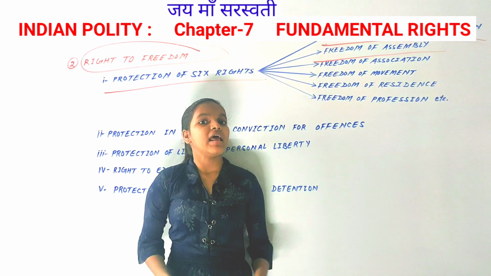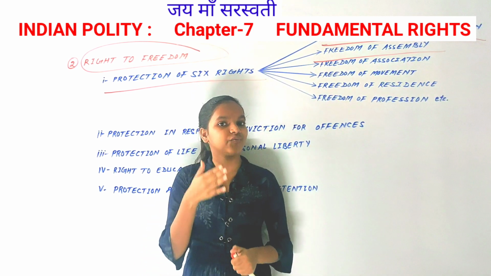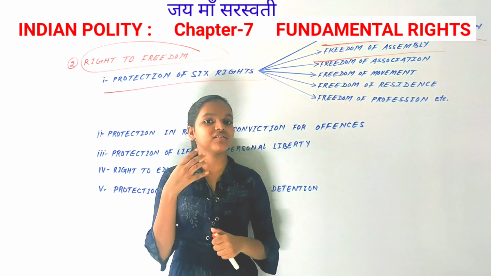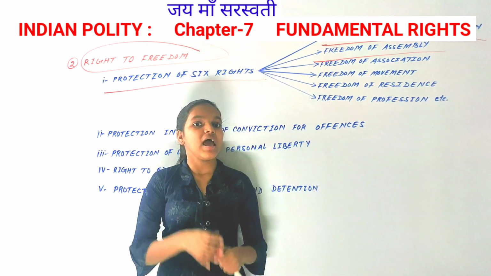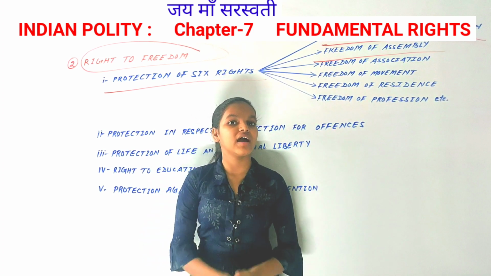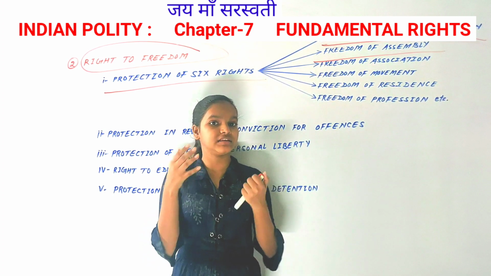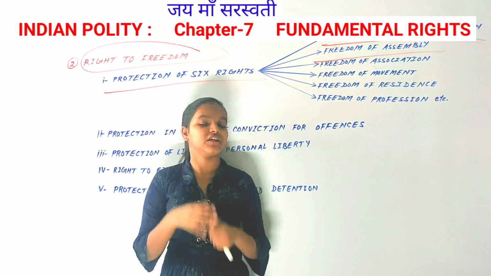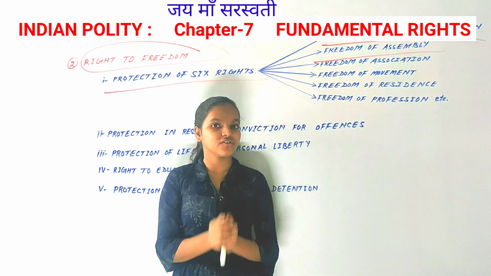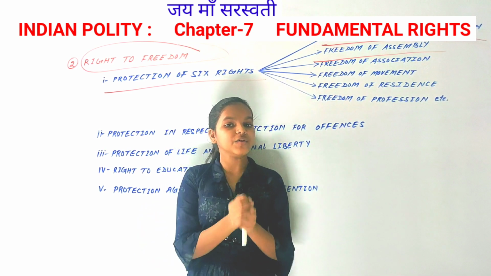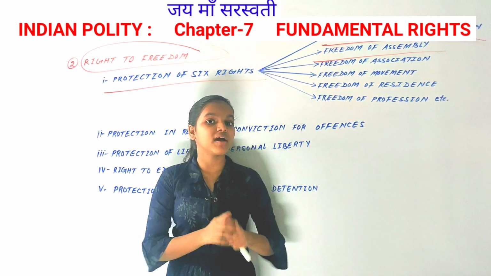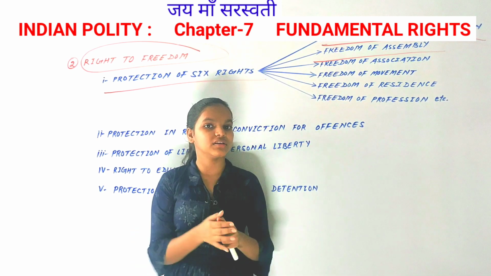So every citizen of India has the freedom to assemble peacefully and unarmed, and there can be reasonable restrictions on them, mainly two: sovereignty and integrity of India, and public order. These are the reasonable restrictions on this right, and this freedom is guaranteed by Article 19 under our fundamental rights.